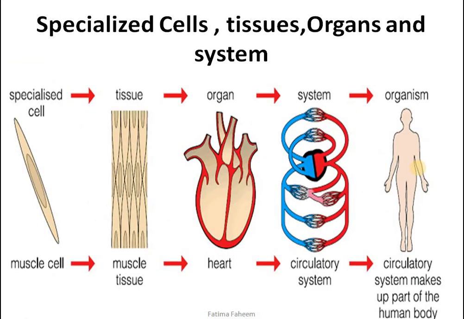This is an example of the level of organization in animals. If you see, it's a muscle cell. It has the ability to contract and relax. When muscle cells combine, they form muscle tissues. Your heart is made up of cardiac tissue, which is an example of muscle tissue. Cardiac muscle is formed by the combination of muscle cells. The heart lies in your blood circulatory system, and many systems combine to form an organism.